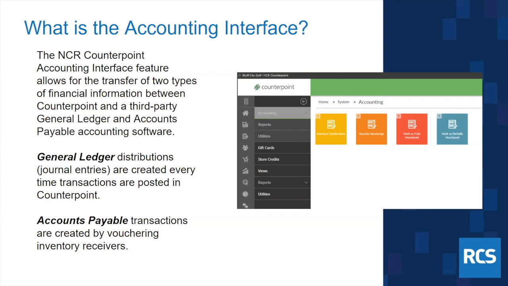First of all, we have general ledger distributions. Every time you post anything in Counterpoint, it is creating the debits and credits, or the journal entries, every time you post. That's always going on based on some setup that we're going to talk about. The other thing it can do is you can voucher your receivings into accounts payable transactions that go into your accounting software. So those are the two things that we can do.